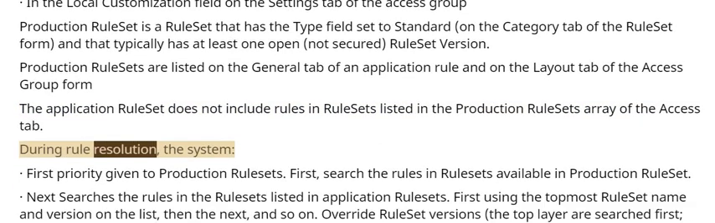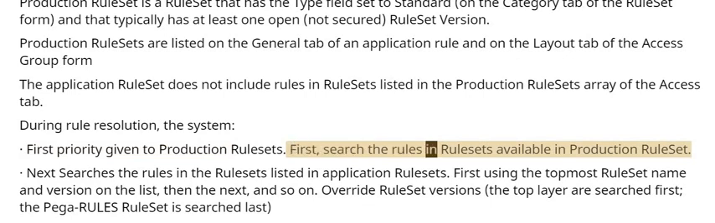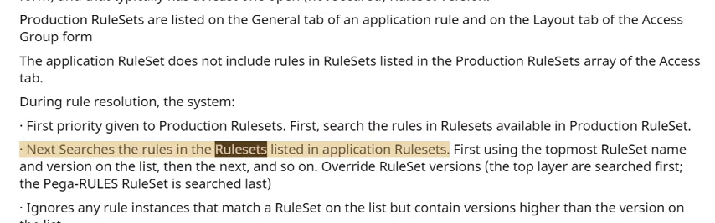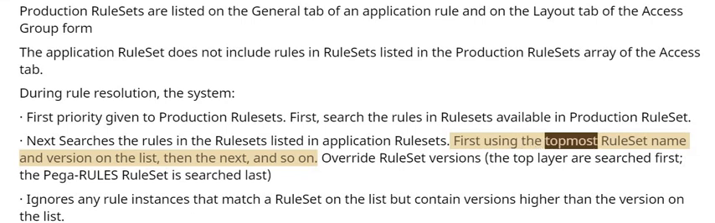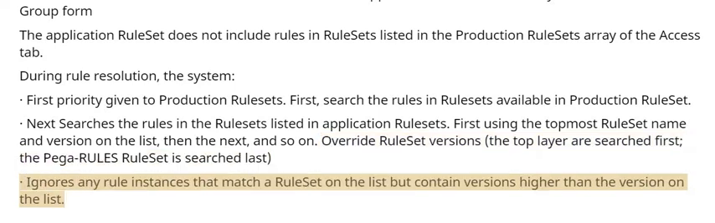During rule resolution, the system gives first priority to production rule sets. First, it searches the rules in rule sets available in production rule set. Next, it searches the rules in the rule sets listed in application rule sets, first using the topmost rule set name and version on the list, then the next, and so on. Override rule set versions, the top layer are searched first, the Pega rules rule set is searched last. It ignores any rule instances that match a rule set on the list but contain versions higher than the version on the list.